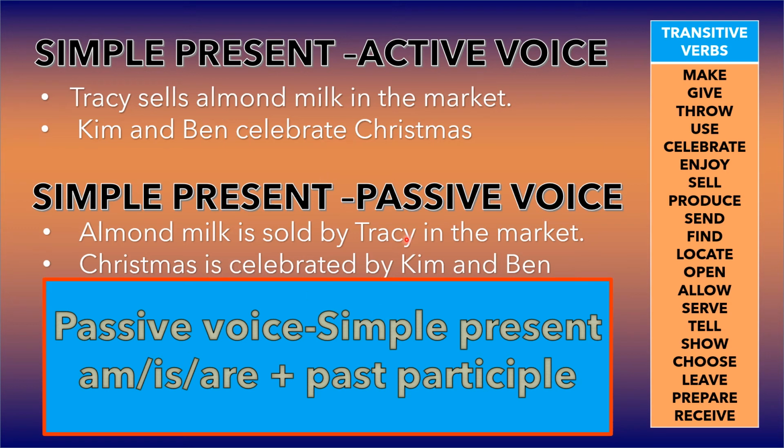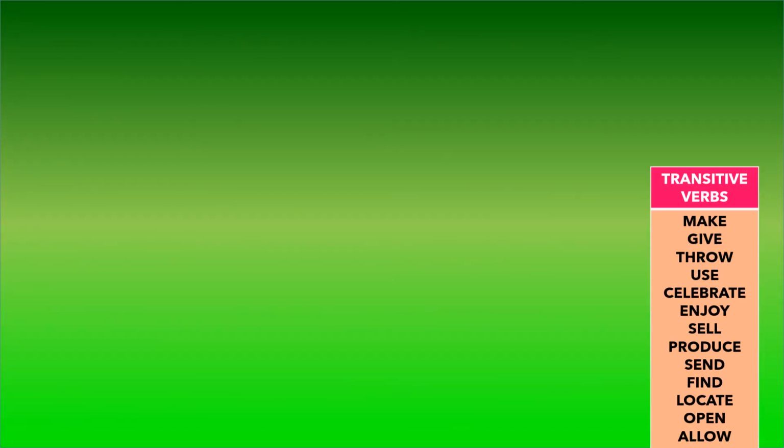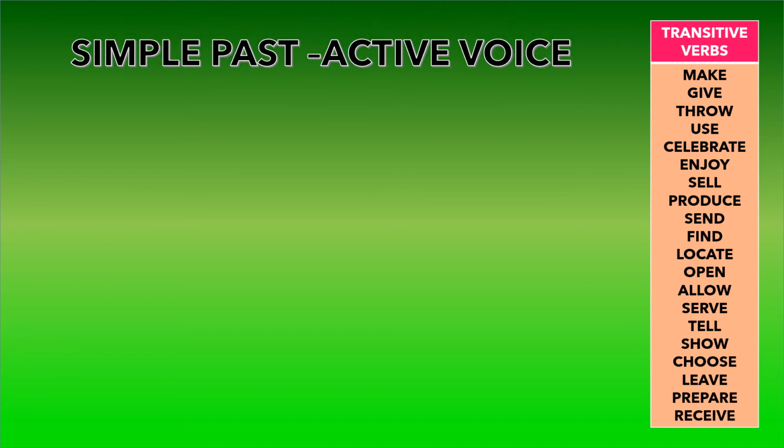And if you're certain about what you know, when you see sells, you will know that it is simple present. When you see is sold, wait a minute, I'm going to see the sentence. Almond milk is sold by, oh, this is simple present passive voice. That's what you have to know and remember. So, same thing. Again, we are continuing with the transitive verbs. But remember, I said you can have passive voice in any tense. What do you need? A transitive verb.